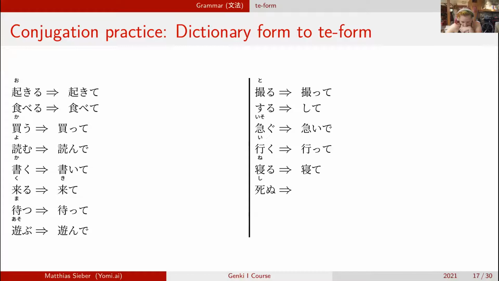Shinu. Shite. Close. Hold on. This one is shinde. Yeah, shinde, right? Same as the mu and bu final syllables. So shinde. Very good. Hanasu. Hanashite. Hanashite. Very good. Right. Kaeru, to return.